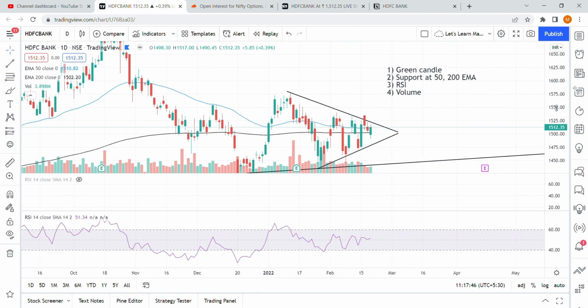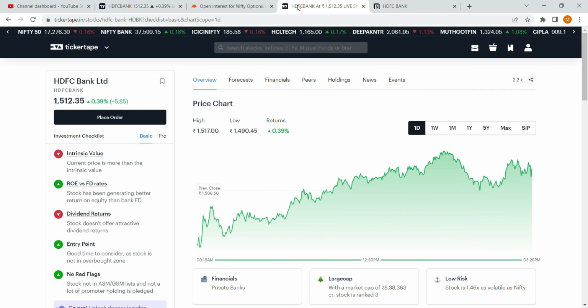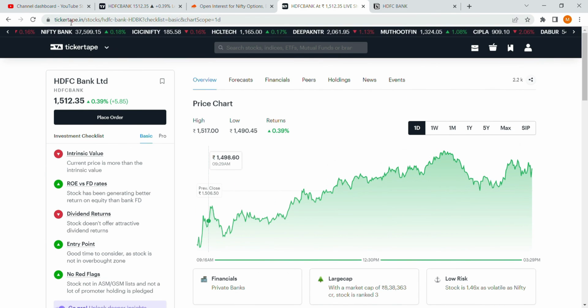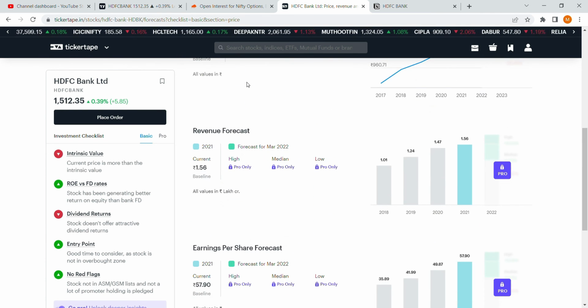Okay, now that our technicals have been sorted out, let's go and see how the stock is performing fundamentally as well. I have been using Tickertape for this, go to forecasts. Here you can see the stock has been consistently performing well and gaining profits on the revenue side as well. 2018 17% up, 22%, 18, 6%.